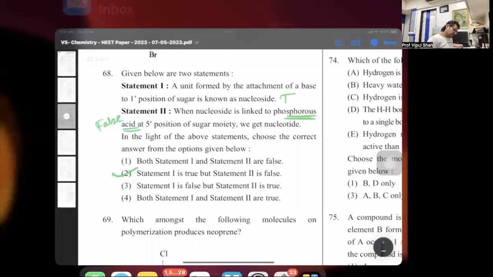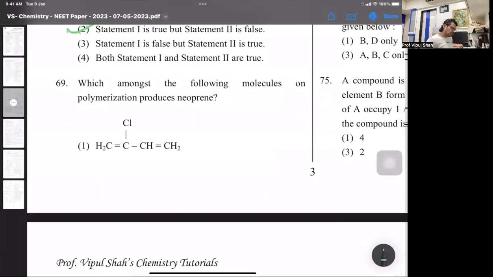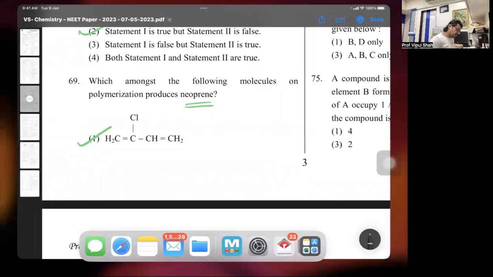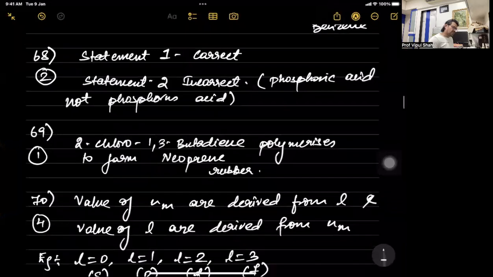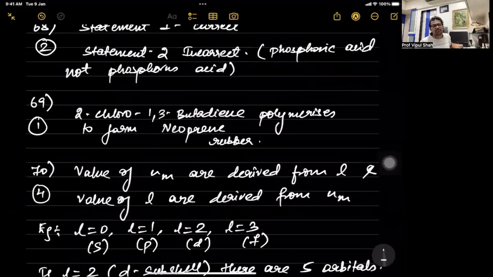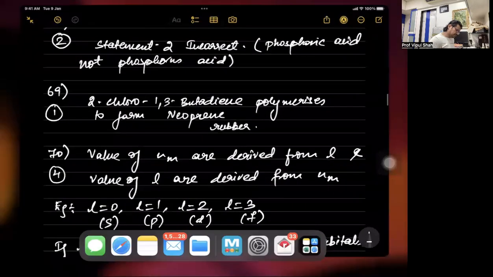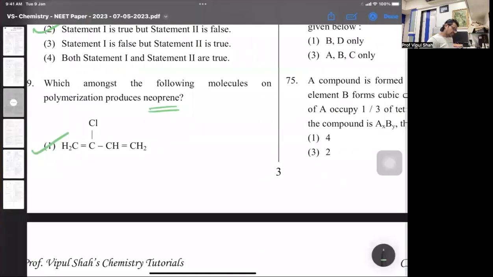Then the next one, which among the following molecules on polymerization produces neoprene? Neoprene is neoprene rubber. So which molecule will polymerize? It will be the first one. And what is this compound? It is 2-chloro-1,3 butadiene, which polymerizes to give us neoprene rubber. That's one part. So that's 69.